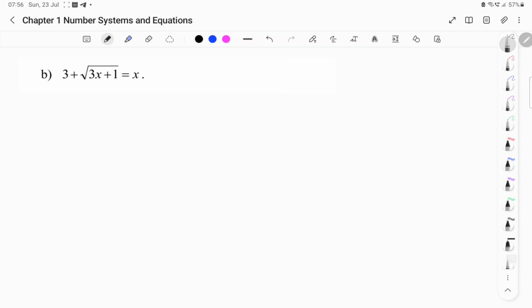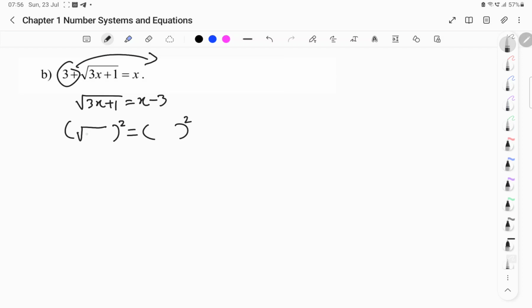For this one, we have a real number, a whole number over here, and then we have a surd over here. That's problematic, so I suggest you move the 3 over here, to get square root of 3x plus 1 equals x minus 3. Then our next step would be easier, because we are going to square both sides. Easy.